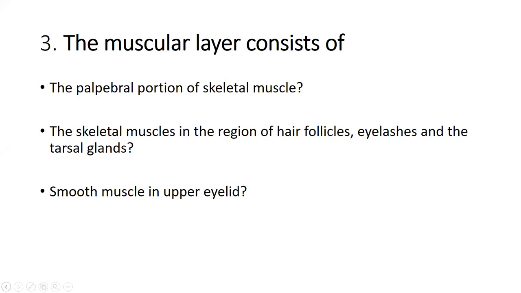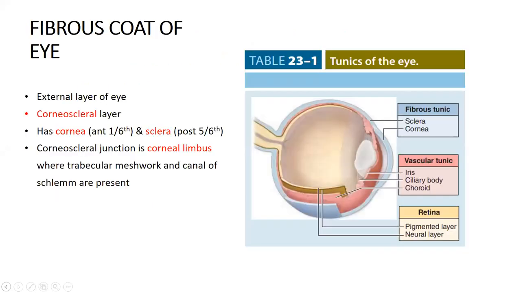So next, what is the smooth muscle? Smooth muscle in the upper eyelid is the superior tarsal muscle, which is present only in the upper eyelid. Similarly, levator palpebrae superioris is also present only in the upper eyelid. So the muscular layer is made up of skeletal as well as smooth muscles. This is again a repetition.